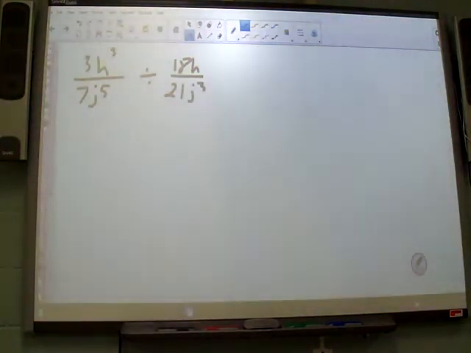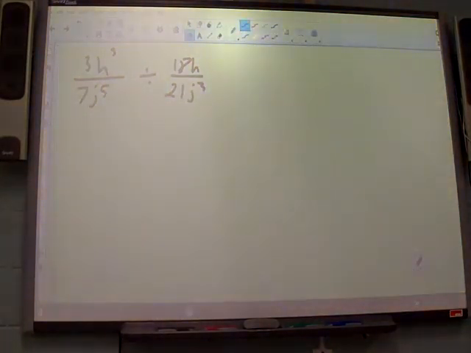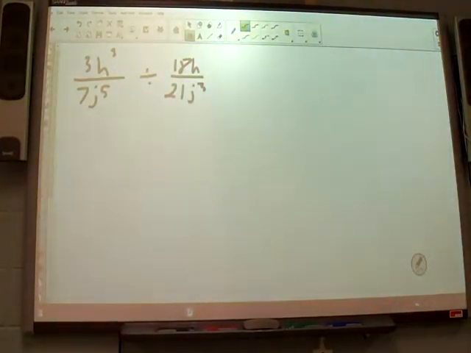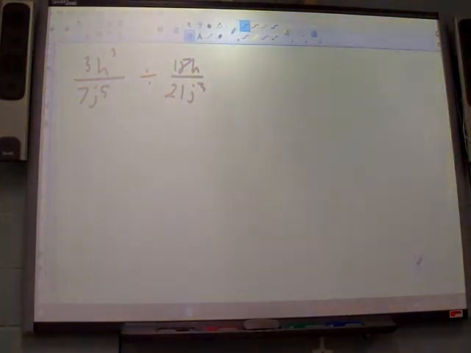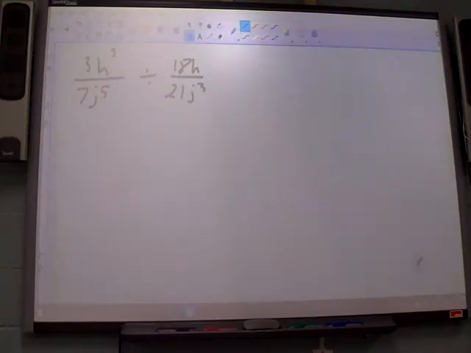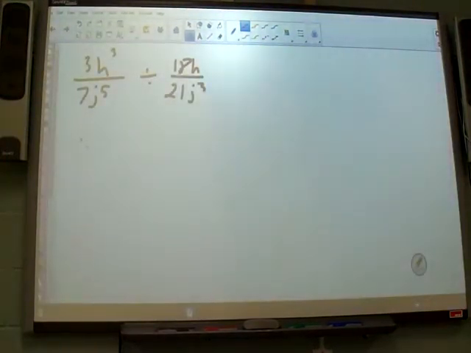Okay, so we've got all monomials here, so this is very similar to number 9. The difference between this and number 9 is that this one's a division and 9 was multiplication. But that's not a big deal for you, because you know how to change this to a multiplication problem. Good. Keep the first one.